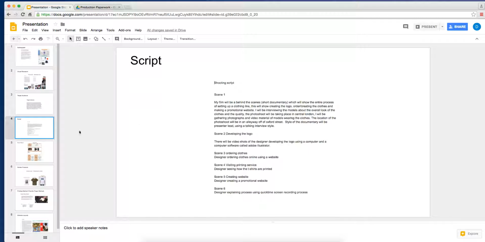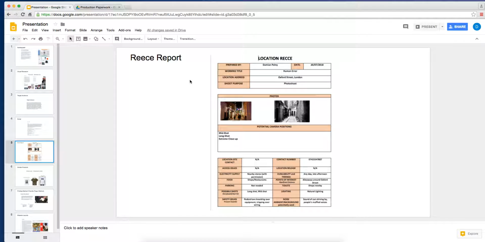So yeah. The next thing is the recce report. The recce report was really important, as without that I couldn't actually go out to carry out my photo shoot or do any filming. The recce report focuses on where you're going to be doing it and any potential problems or hazards that you could encounter while being on set.